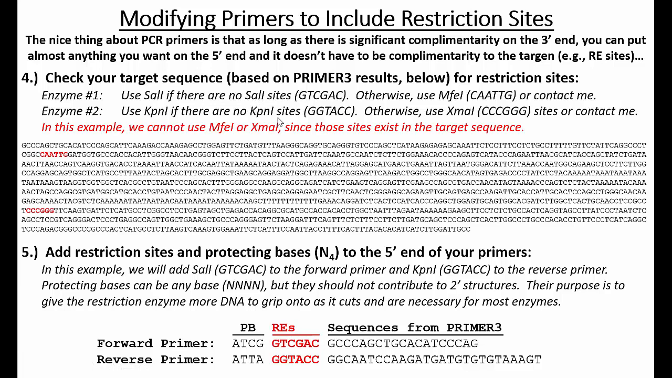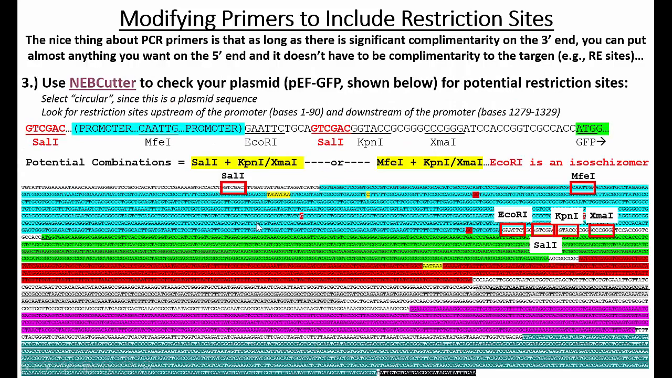Since we know that, it's just a simple operation of taking the sequences that we have from Primer3. We're going to take the forward primer that's at the beginning of that promoter, and we're going to add on to that the SalI site, GTCGAC. Because remember, the way this plasmid works is there's a SalI site upstream of the promoter, and there's a KpnI site downstream of the promoter.